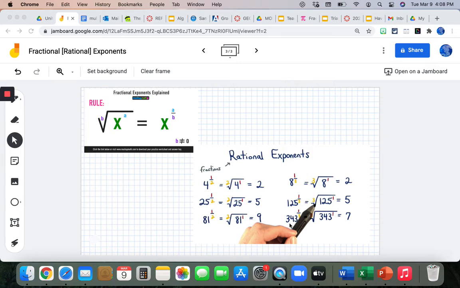We also have one extra number which I did not show you earlier, 343 to the exponent of 1 over 3. We are going to still apply the same thing. 1 is the exponent, 3 is the index, a number multiply itself 3 times, and we have the answer of 7. This last problem here.